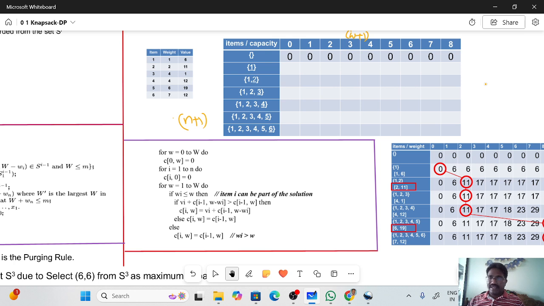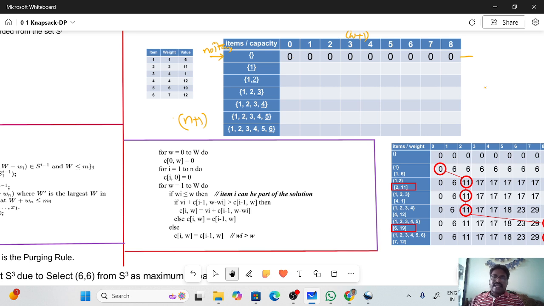Once we form the table, we are going to verify all the items one by one. What is the first row? The first row is nothing but no item in my bag. When there is no item, for weight 0, what is the profit we are getting? 0. For weight 1, 0, because no item is there in my bag. When there is no item in my knapsack, it must give us a profit of 0.